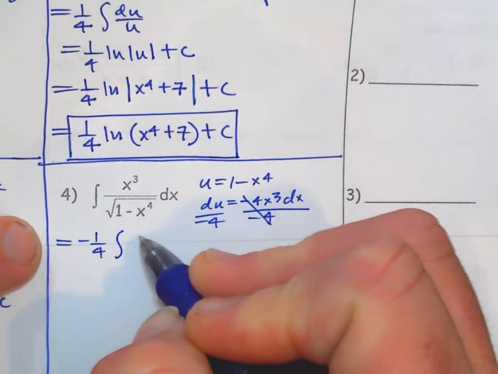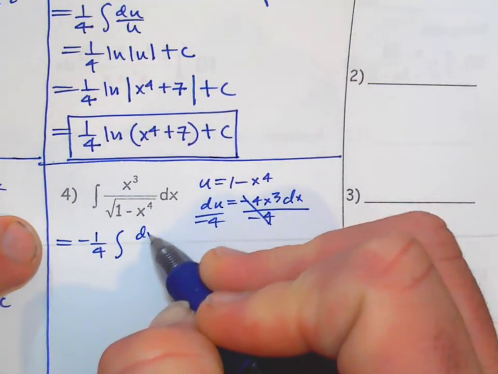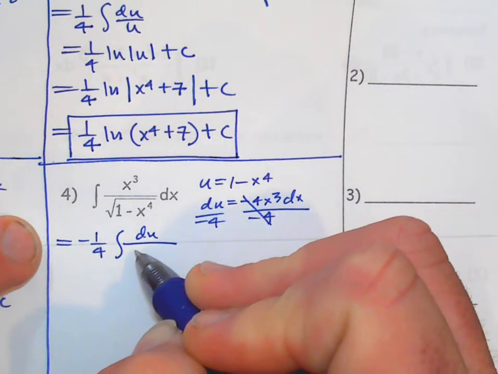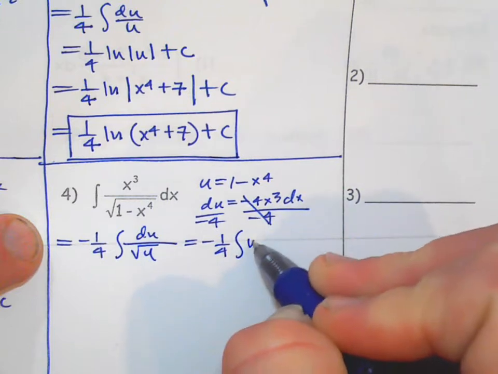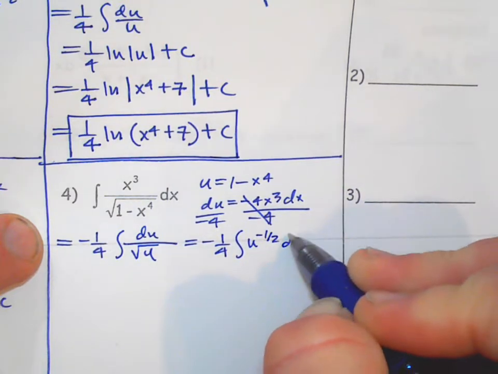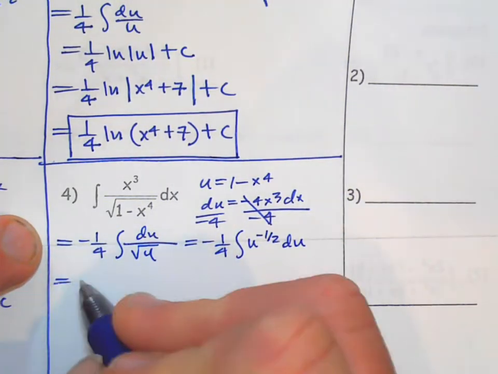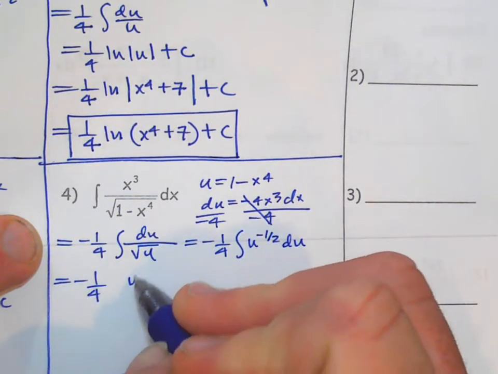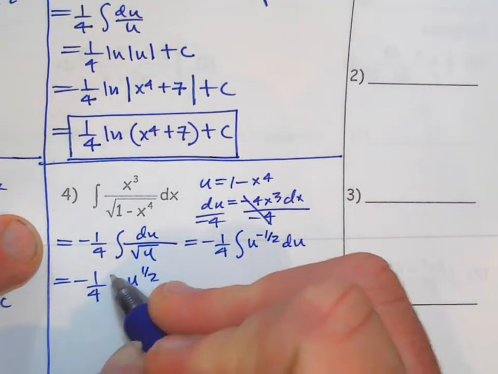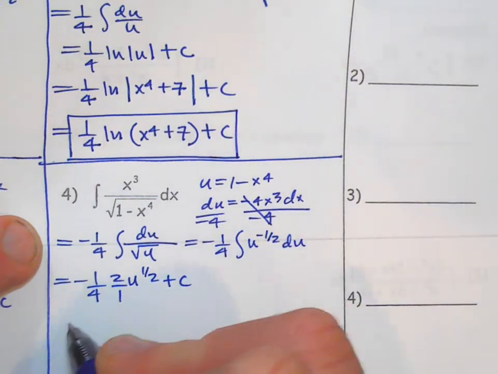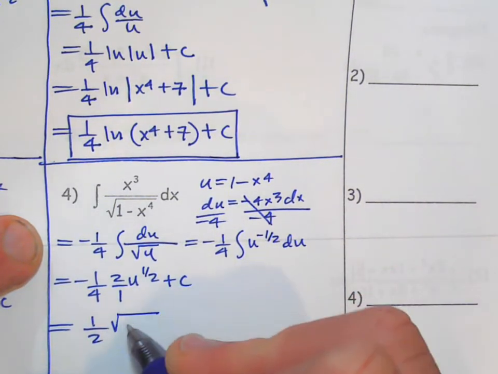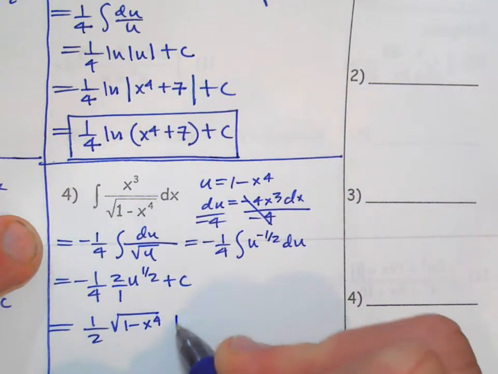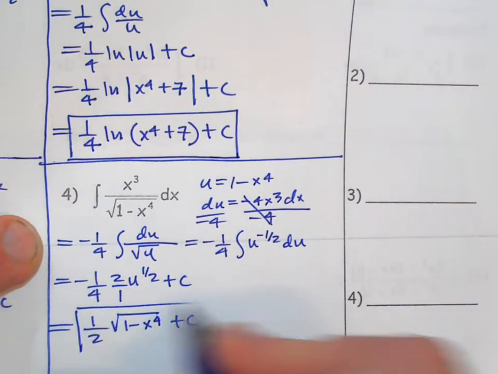It's going to be du over the square root of u, which should be negative 1/4 u to the negative 1/2 du. It's going to be negative 1/4 u to the 1/2, bump it up 1, divide by the new exponent, plus c. It's going to be negative 1/2 square root of 1 minus x to the 4th plus c.